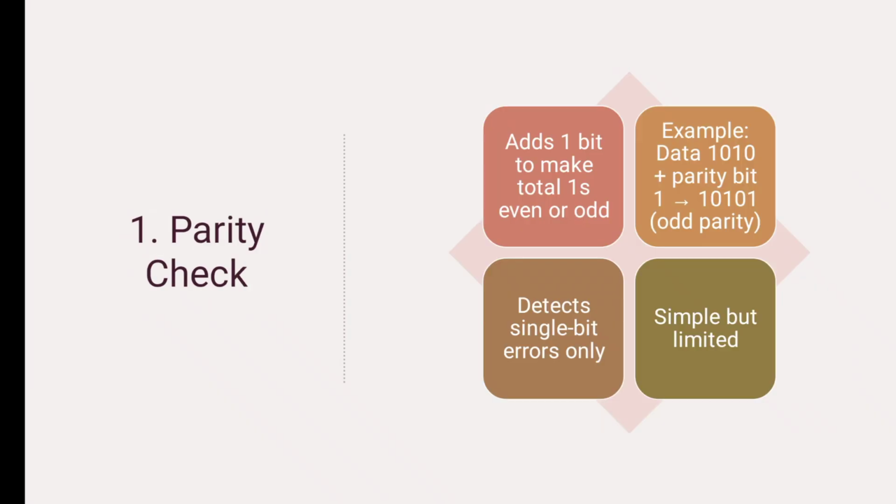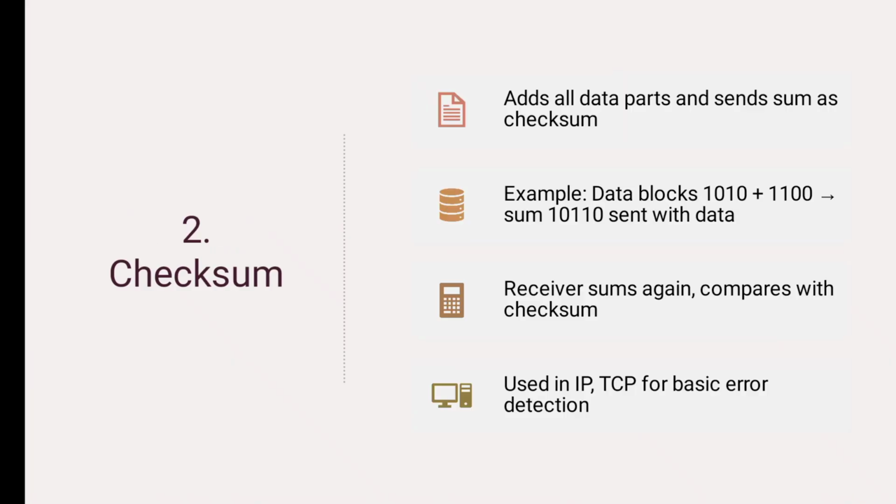The first one is parity check. Parity check is a simple method where an extra bit is added to data to make the total number of ones either even or odd. For example, if the data is 1010, we add a parity bit 1 to make the total number of ones odd, resulting in 10101. This helps detect single bit errors, but it is not very powerful and can miss some errors.